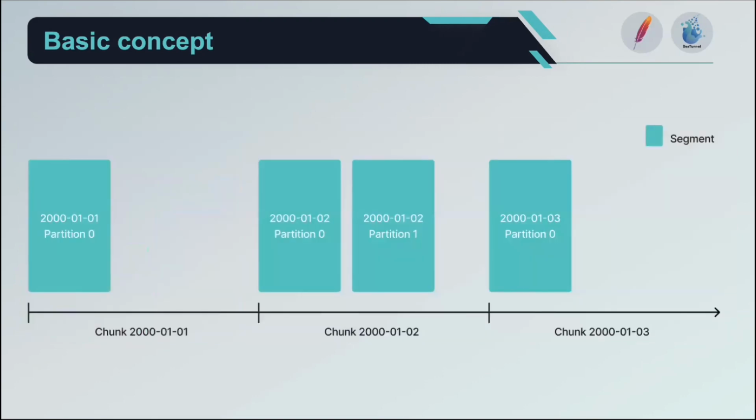In Druid, the whole table is divided into chunks by the time dimension. In a chunk, data is divided into one or more smaller files, aka segments. Each segment is an exclusive file and usually contains millions of records.